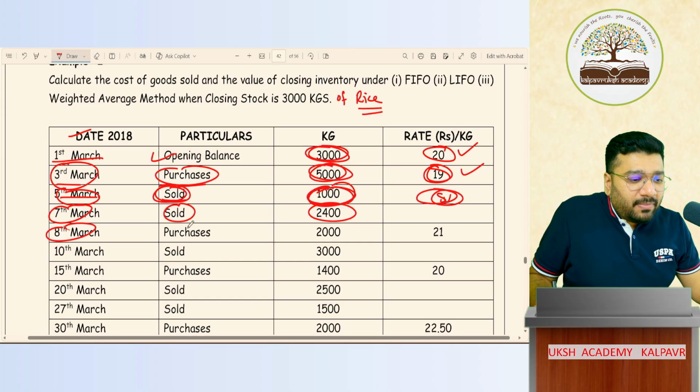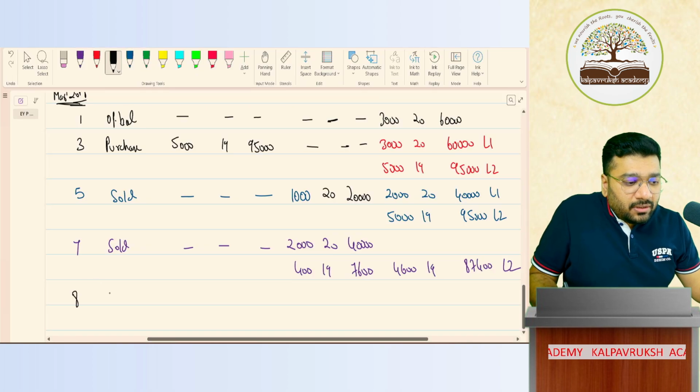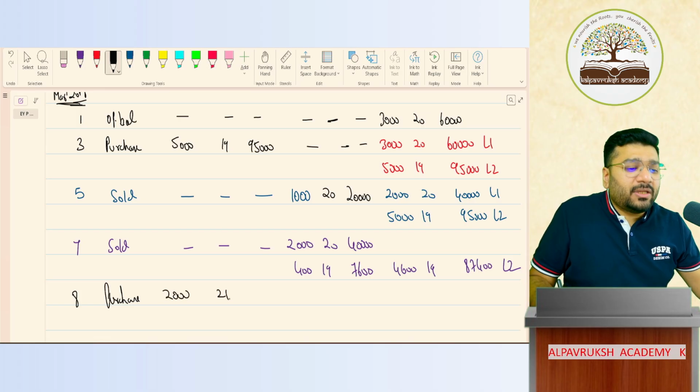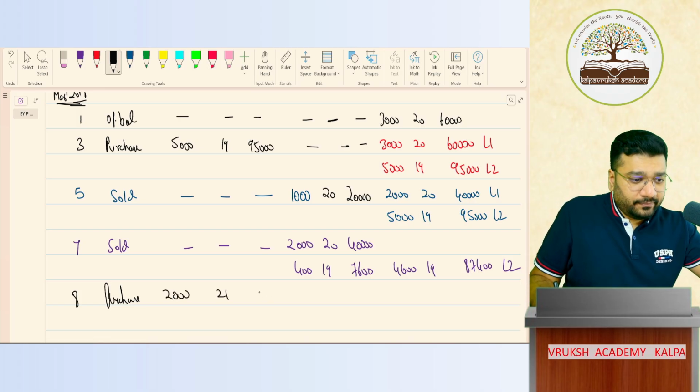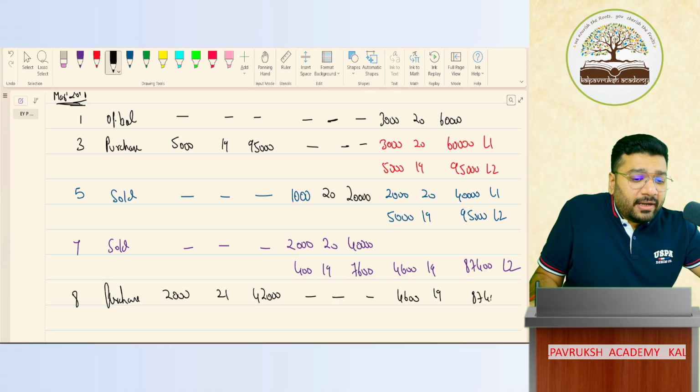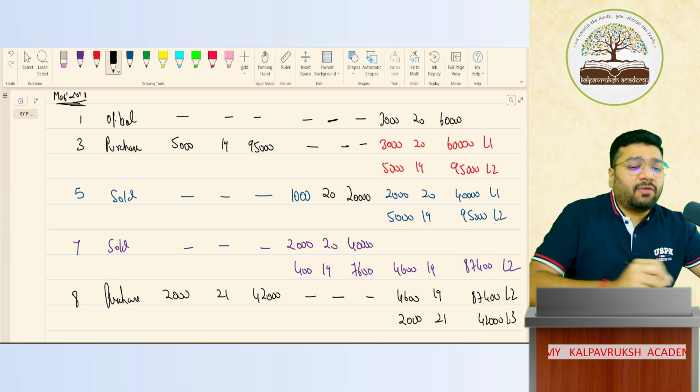Next, 8th March, purchased 2,000 kg at 21. Tell me the cost, please. 42,000. Okay. So, lot 2, copy paste same data. 87,400. This is lot 2. Lot 3 of stock how much? 2,000 into 21, which is 42,000. This is of lot 3.